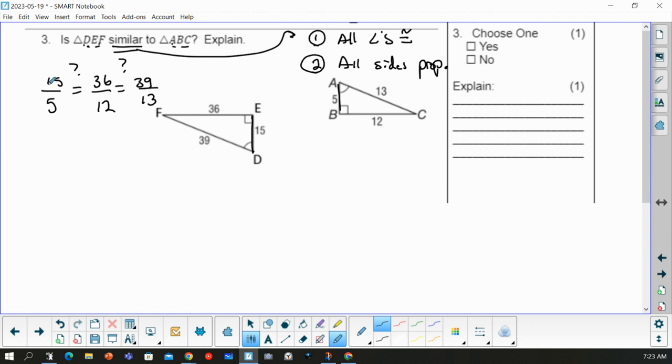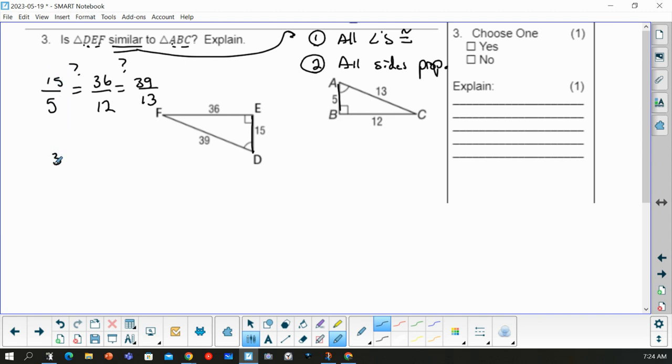5 and 15. Let's see, 5 goes into both of those. I could just go 15 divided by 5, 36 divided by 12, 39 divided by 13. I can tell just by looking at these that they would all come out to be the same thing. 15 divided by 5 is 3, 36 divided by 12 is 3, 39 divided by 13 is also 3.